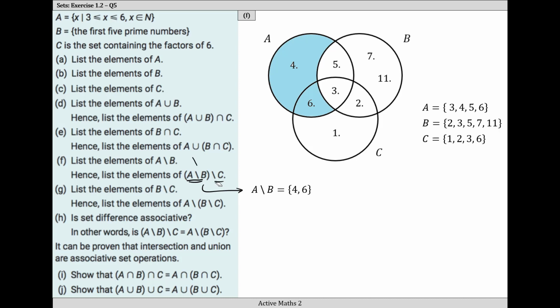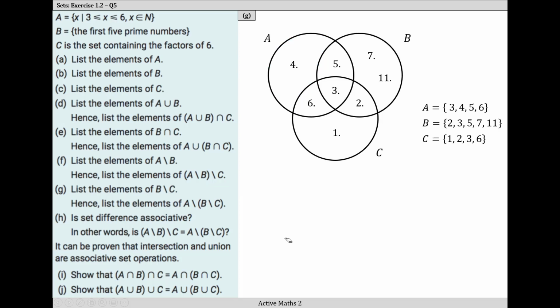And again, hence, so using this information that A without B is 4 and 6, they're now adding in, well, what would that be without C? So look at the blue bit, which is A without B. And then what would that be without C? Well, we'd be left with just 4. So A without B, without C is 4. And keep this answer in mind when we go to do part H in a minute, which is about the associative rule we mentioned earlier.